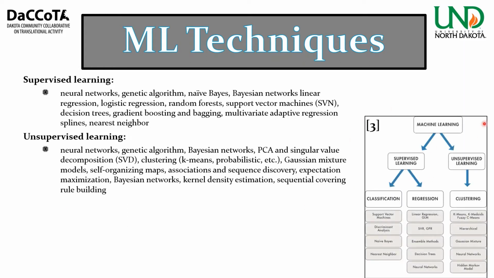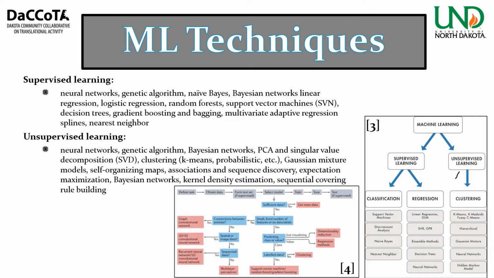So again, here's kind of the big picture stuff. Supervised learning can be classification, regression. Unsupervised learning can be clustering, and it's not really well shown here, but you can also have dimensional reduction, so DR. Those sort of techniques like PCA.